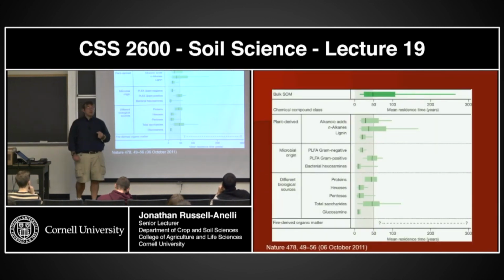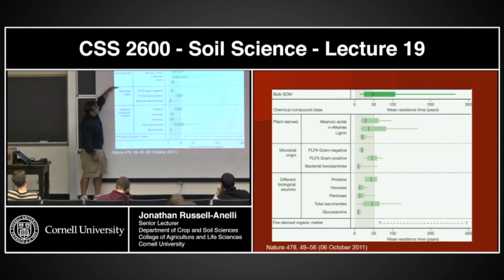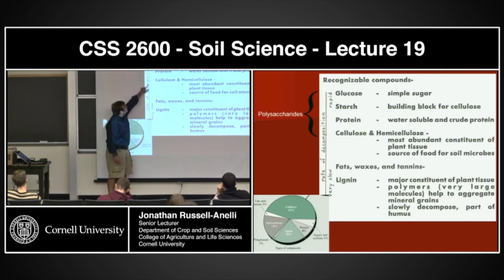But if we actually put this stuff in the ground, now this is out of Nature. Okay, this is a very recent article. If we put this stuff into the ground, every one of these is one of the chemical compound classes that we just looked at. Okay, that's these right here. Now, if we look here, lignin is way down at the bottom of this decomposition rate. So this should be the slowest to decompose, just based on its structure.